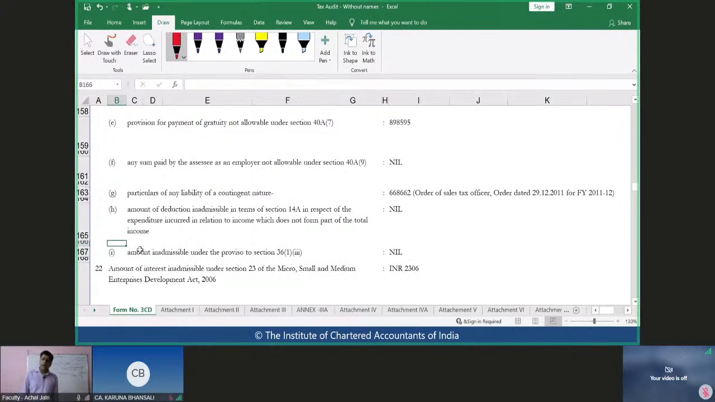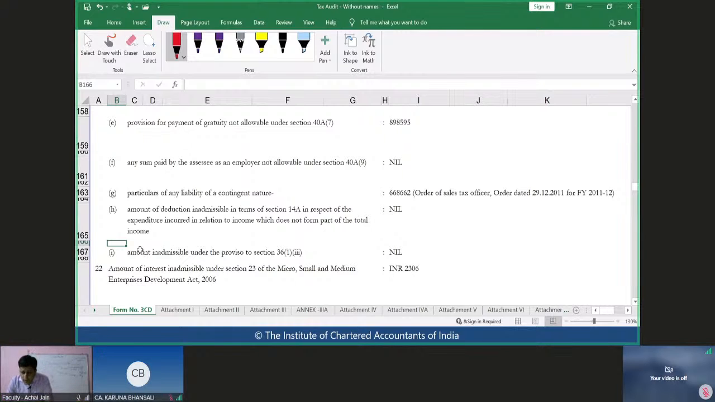Management will be required to report the provision for payment of gratuity. This is the provision for gratuity they would have made, and this would be reflecting in the financial statements, in the books of accounts. This will be straight away picked from the books of accounts, because the books of accounts are audited, so you can just trace them. He need not get into its computation once again.